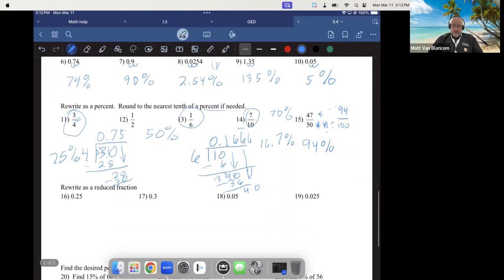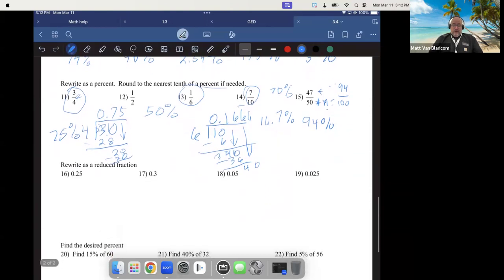All right, write as a reduced fraction. So now we can write this one as 0.25, so that's tenths, hundredths, so 25 over 100. I could see that I can divide both by 25. And that's going to give me 1 over 4. Here we have 3/10. I don't have to do anything else. 3 is prime. What about this one?